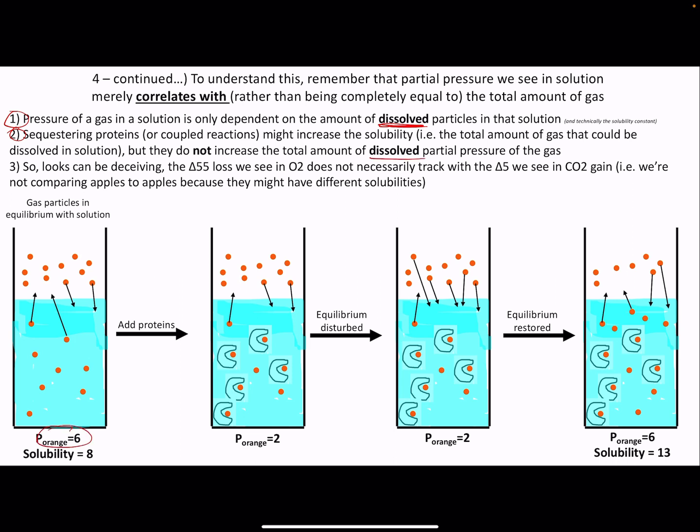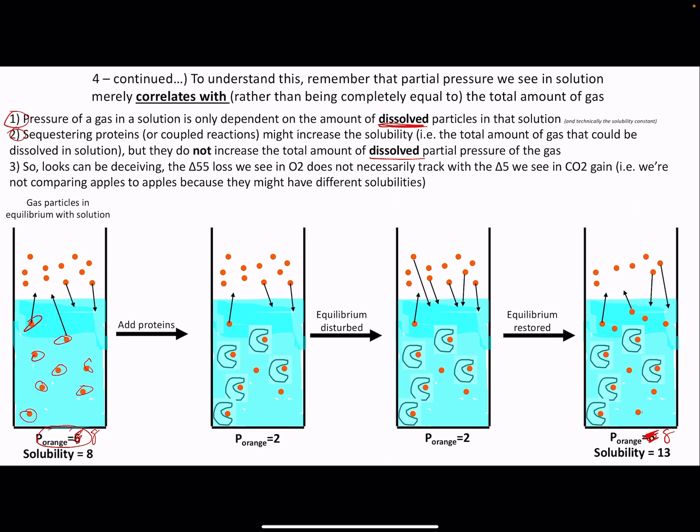We have orange things in solution. I'm going to go out on a limb and just call this 8. Maybe it's 6, it doesn't really matter. So there's 8 things in solution. So let's say that the pressure is 8, and then the solubility is 8.